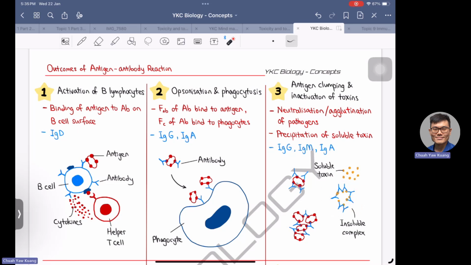So the outcome of this action of the IgG, IgM, or IgA is to form a bigger complex. And this bigger complex will later be engulfed by the phagocytes easily.